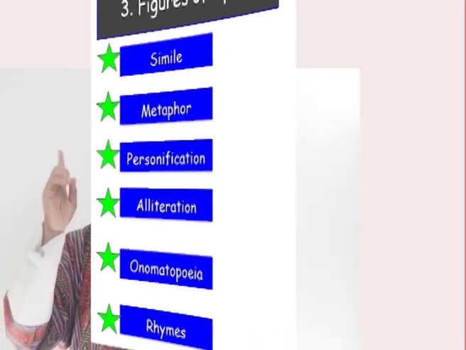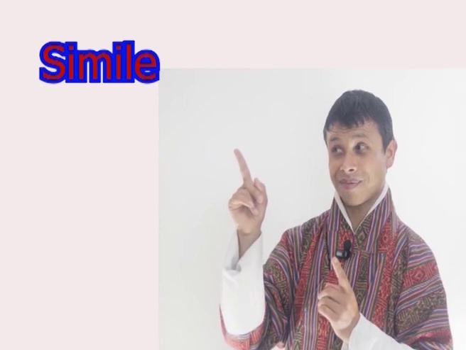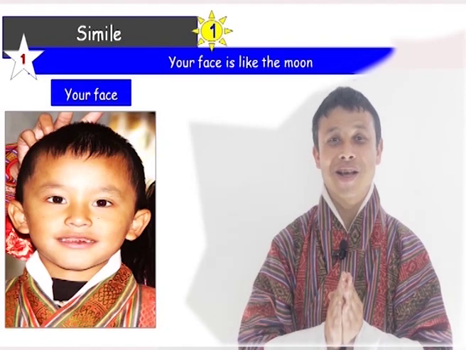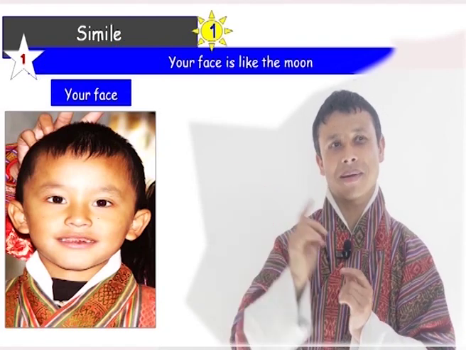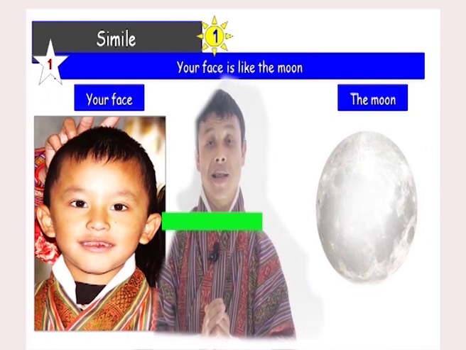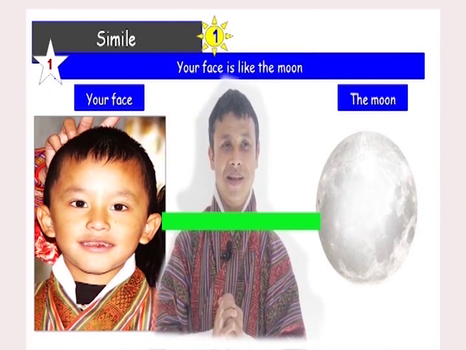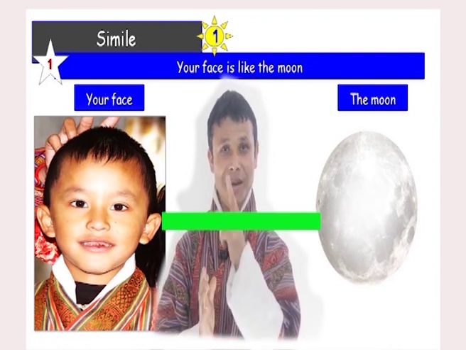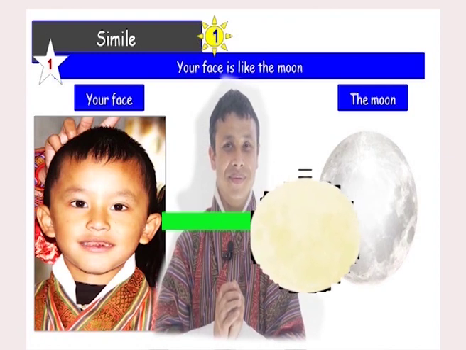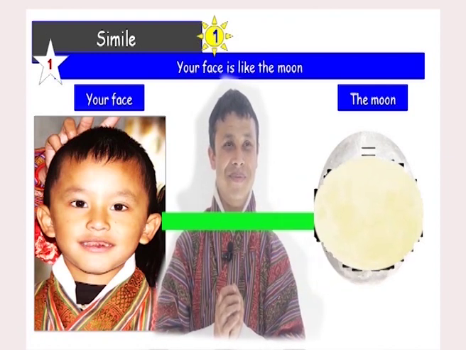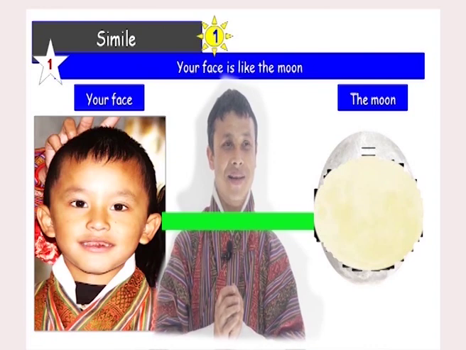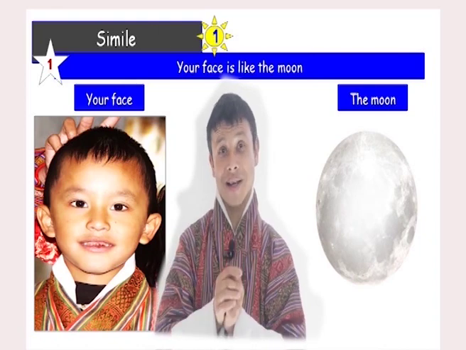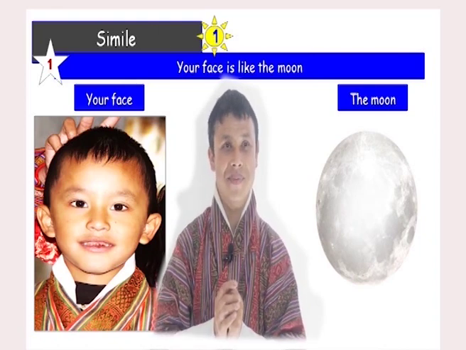Let us look at the first example. It is this. Simile. One more time, simile. Let us look at simile through an example. This is the example: Your face is like the moon. Your face, the moon. They are compared. His face is round, the moon's face is round. His face is bright, the moon's face is bright.